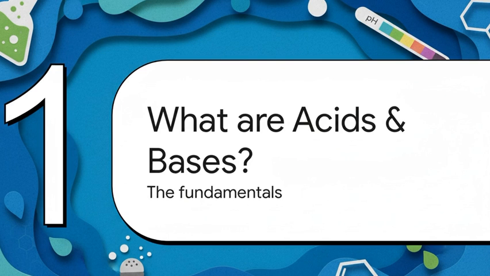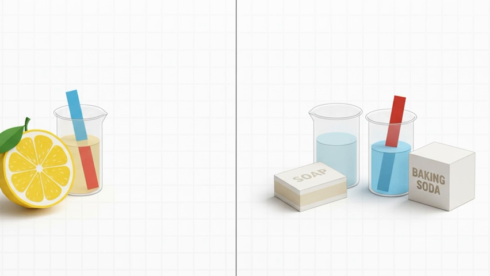Before we get into all the cool reactions, we have to start with the fundamentals. How do we even tell these things apart? You've probably already got a sense for this from your daily life. Just think about the sour kick of a lemon. That's citric acid. Yep, acids are sour, and their classic lab test is turning blue litmus paper red.